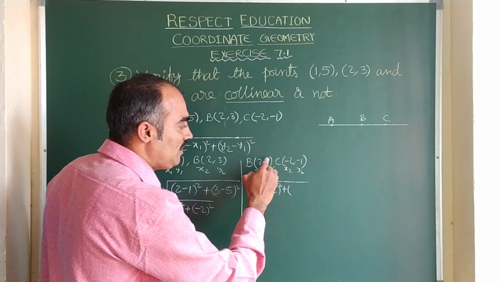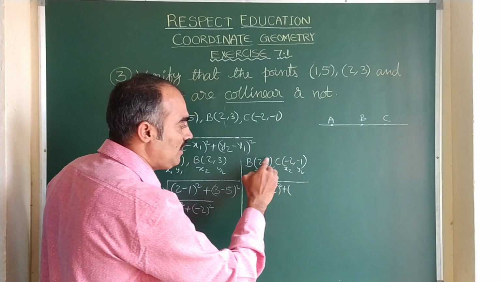Earlier we got AB as root 5 units. Now we need to find the distance between A and C. Earlier AB distance is over, BC distance is over. Now we should find AC or CA. However you write, no problem. So I am writing here CA. First C (-2, -1) and A (1, 5).